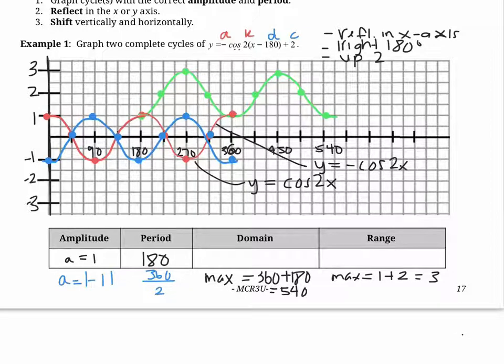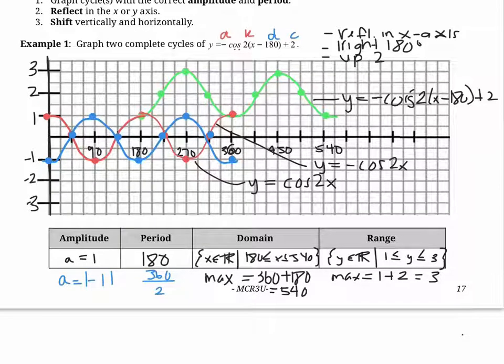So it's not the complete graph, but here's our final one. This is our graph that had all of the transformations. It had the reflection, it had the horizontal compression, so we have our 2, and it had our shift. So x minus 180 and then plus 2. So let's quickly add in our domain and range. Try that on your own and then check back in. So our domain, how we graphed it, our minimum value is 180 and our max is 540. And in terms of our y, it has to stay in between the values of 1 and 3.